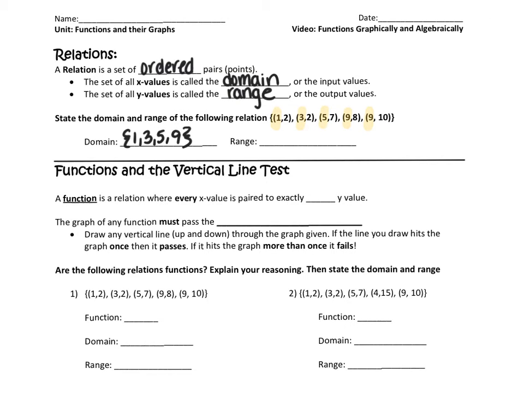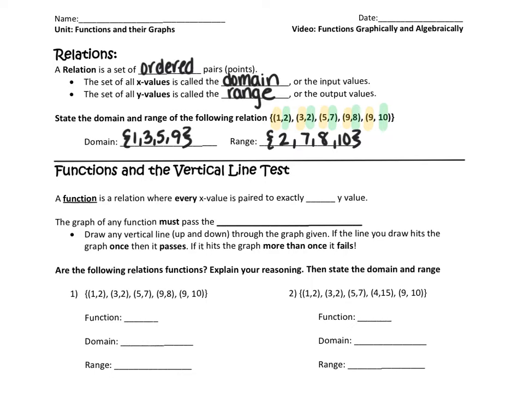And let's talk about the range now. The range is the set of all y values. So 2, 2, 7, 8, and 10. Again, the 2 repeats, so you only need to state it once. So we have 2, 7, 8, and 10. So again, range is the set of all y values, and domain is the set of all x values.